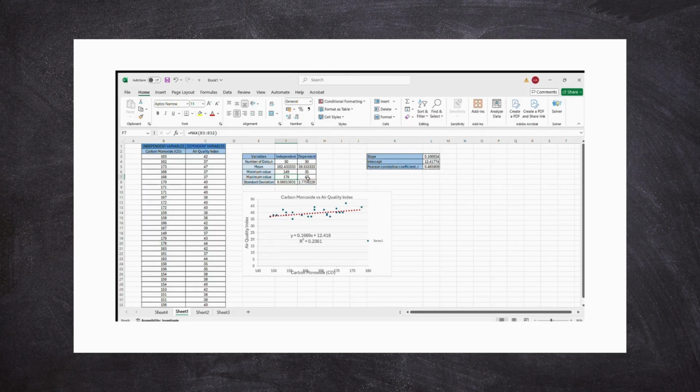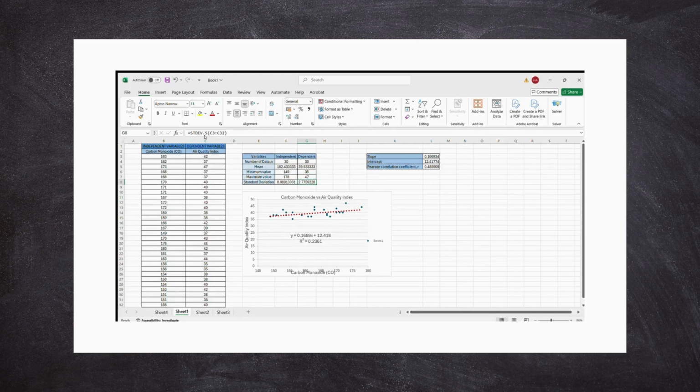Then lastly, the standard deviation: I type equals STDEV and B3 to B32, that is from carbon monoxide. Then for the dependent standard deviation, I type equals STDEV and C3 to C32, that is from the air quality index data.